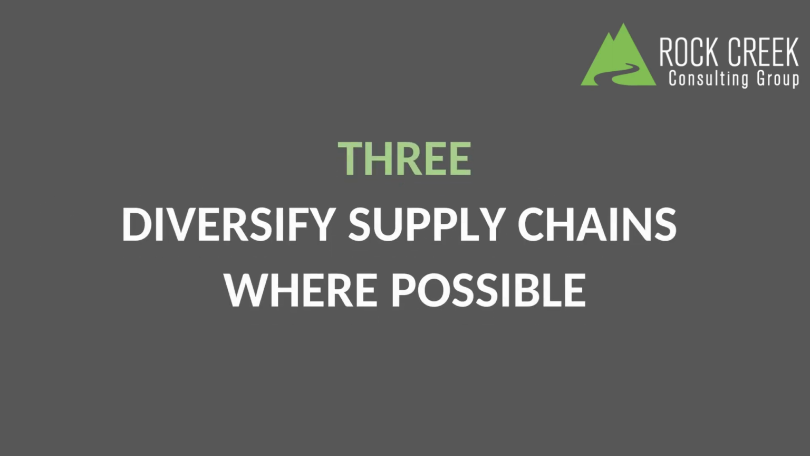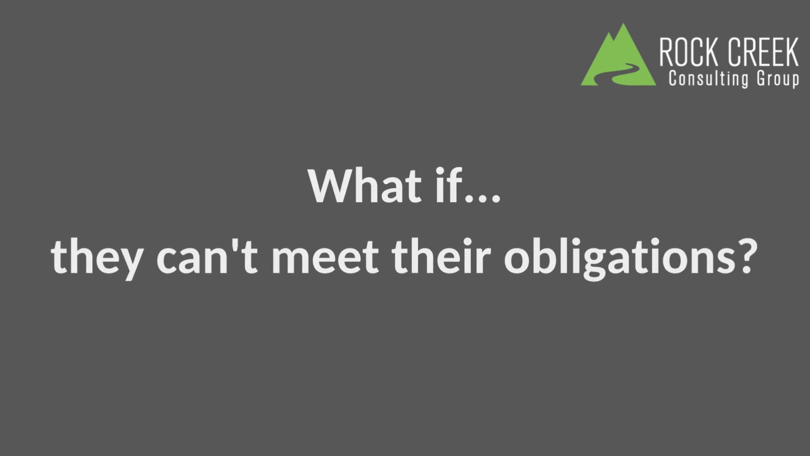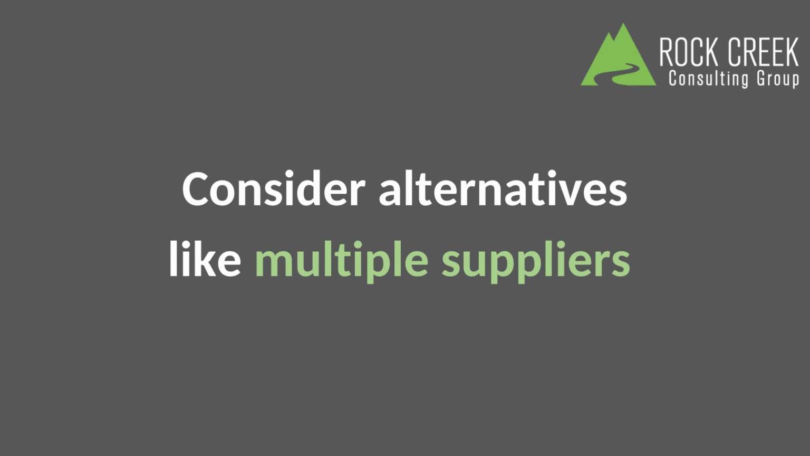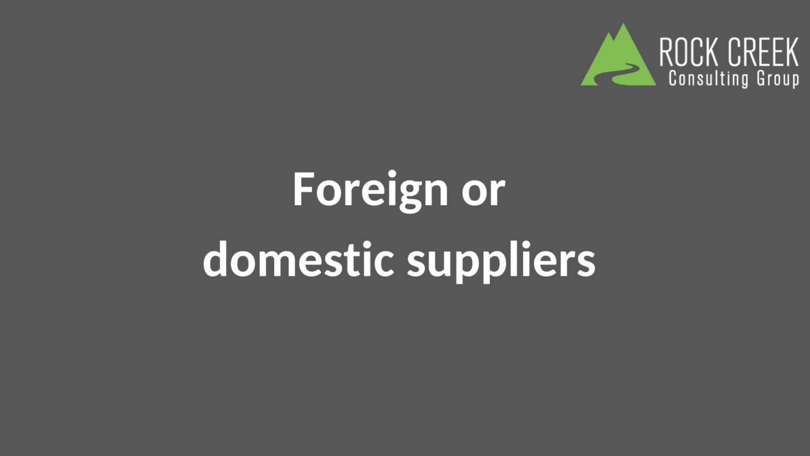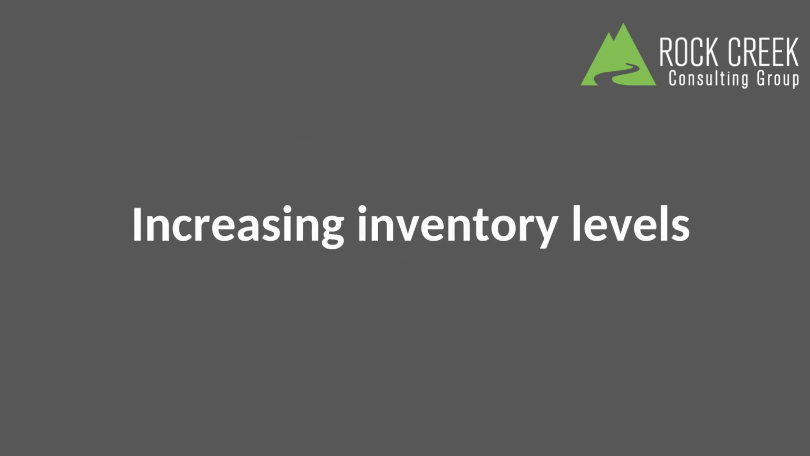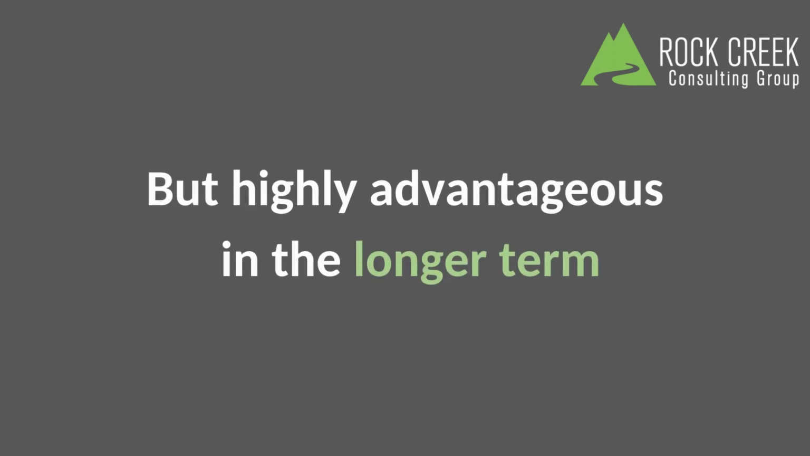3. Diversify supply chains where possible. If you are reliant on just one supplier for certain goods, there are significant risks when that supplier is unable to meet their obligations or their prices rise dramatically. Consider alternatives such as taking on multiple suppliers, considering foreign or domestic supply options, or increasing inventory levels. These measures may increase costs in the short term, but may be highly advantageous in the longer term.